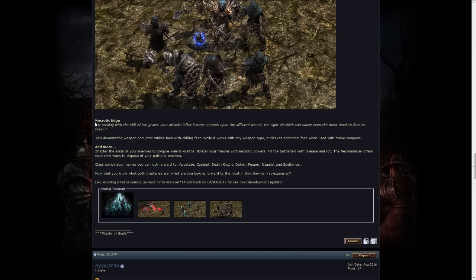So, that is the other new mastery for Grim Dawn, the Necromancer. I really like it so far. I mean, we've only seen two pictures of it, and we've only gotten, you know, three abilities. But if it's Crate, if it's Grim Dawn, you can bet that they're going to do the Necromancer right.